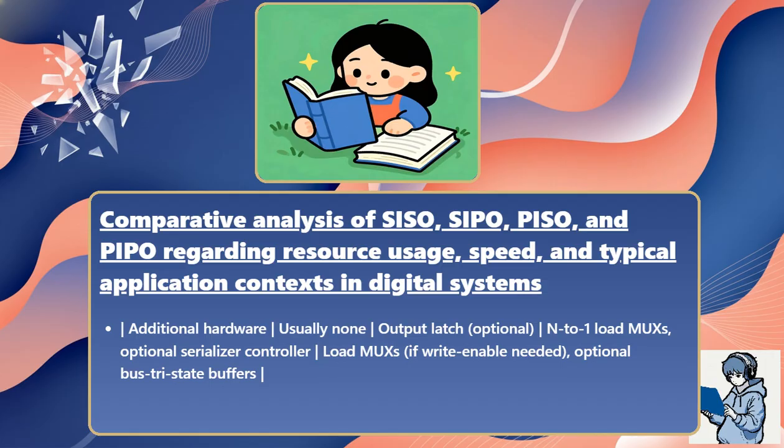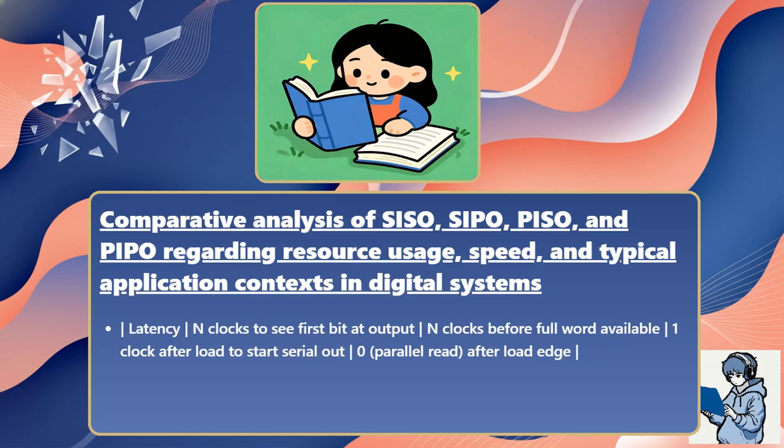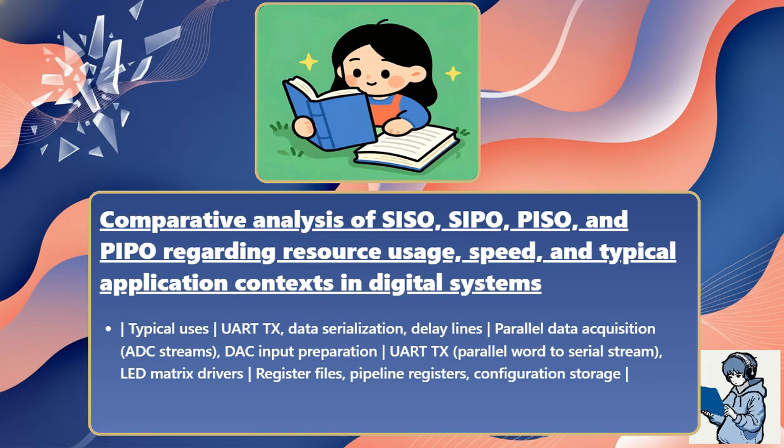bus tri-state buffers. Latency: N clocks to see first bit at output, N clocks before full word available, 1 clock after load to start serial out, 0 parallel read after load edge. Typical uses: UART transmit, data serialization, delay lines, parallel data acquisition, ADC streams, DAC input preparation. UART transmit, parallel word to serial stream, LED matrix drivers, register files, pipeline registers, configuration storage.